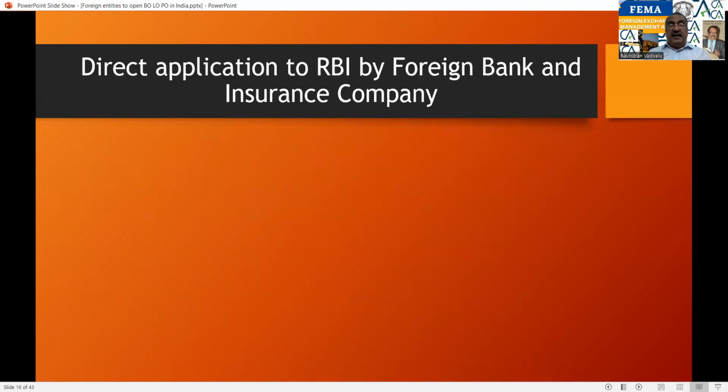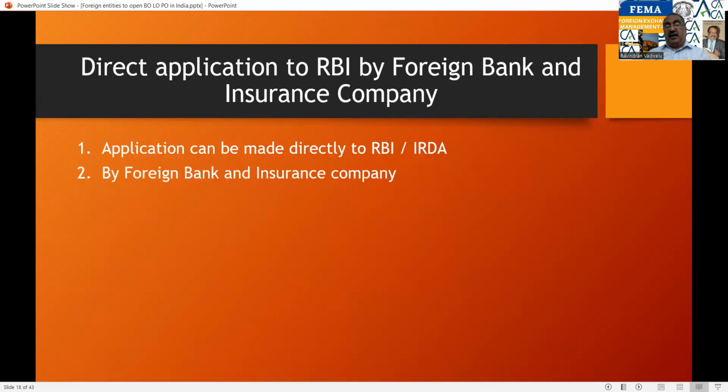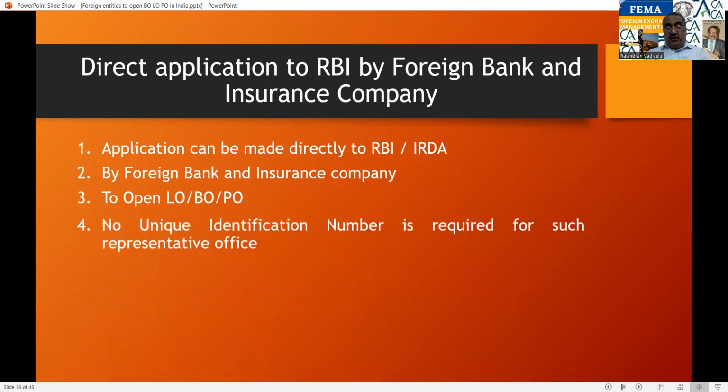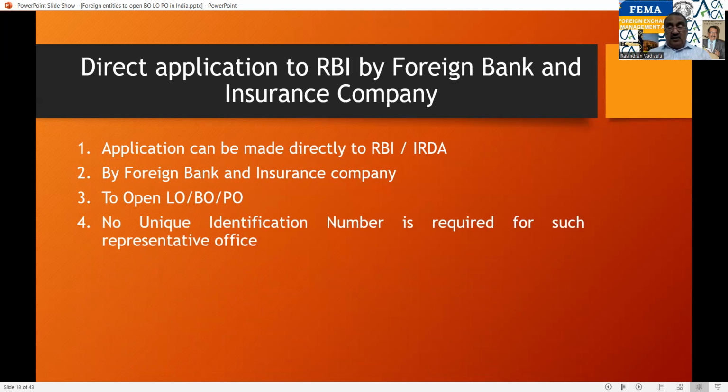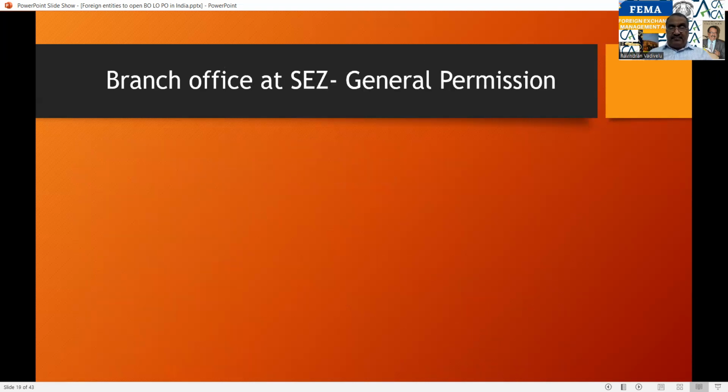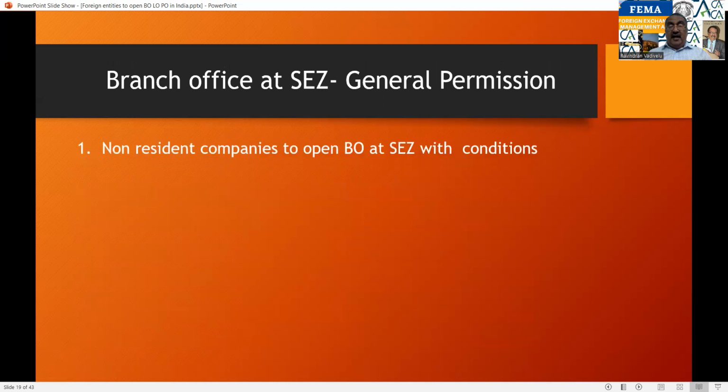Foreign banks and insurance companies can also make a direct application. Application can be made directly to RBI or IRDA by the foreign bank or insurance company to open a branch office, liaison office, or project office, and no unique identification number, UIN, is required for such representative offices because they have already obtained permission from the separate ministry. And for a branch office at a special economic zone, general permission is given. So this is very, very important because a lot of foreign entities want to come and open a branch office, liaison office, or project office in India.